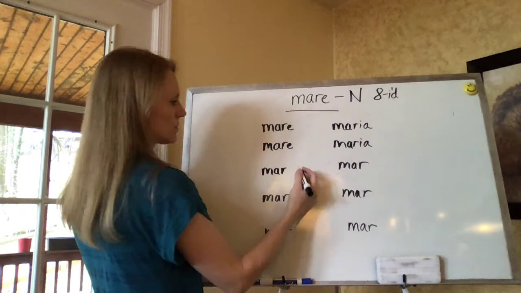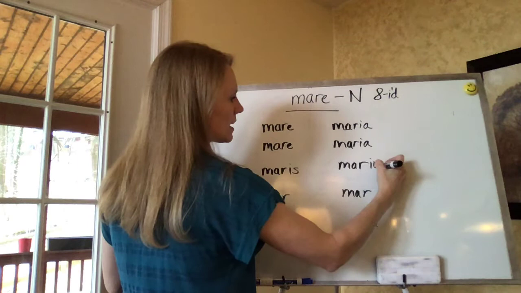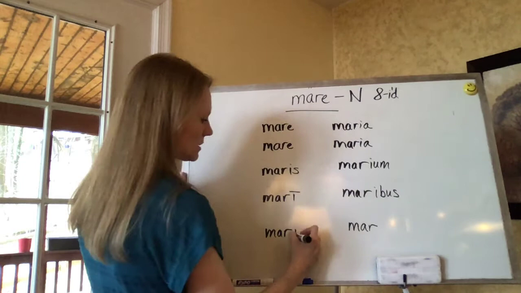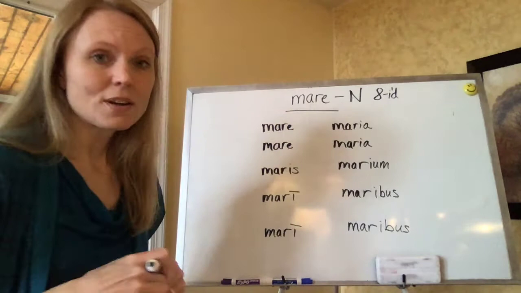So here we have is. Now remember, this is an eight-eyed, so it likes all of its eyes. E. Ibis. E. Ibis. Okay. That was a lot of work. I hope that that went well for you.